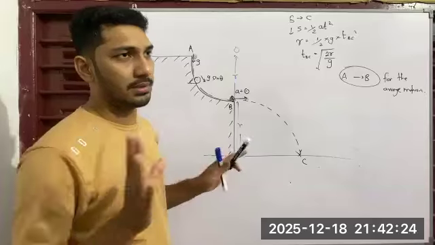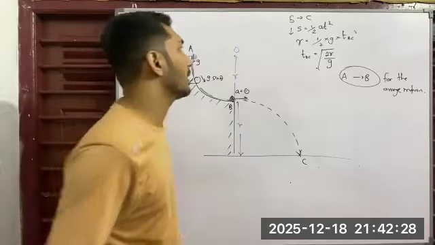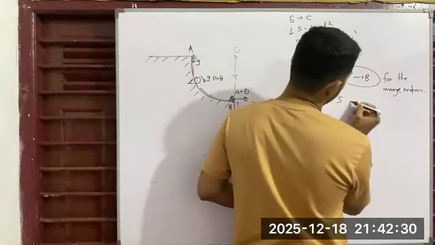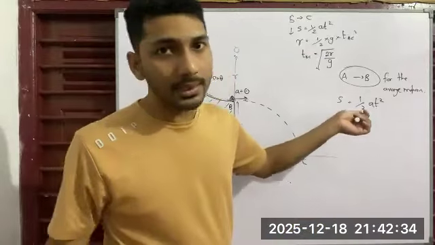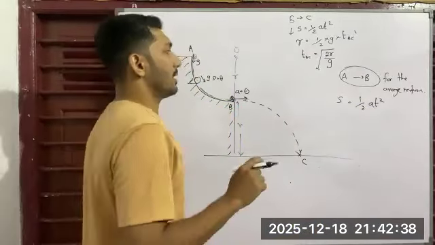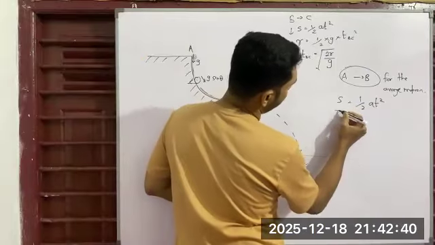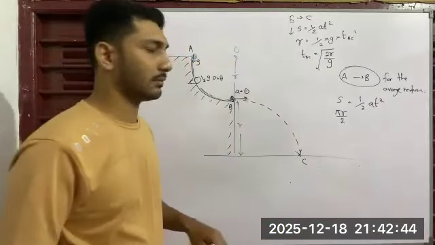And you can use s is equal to half at square because initially the velocity is 0. So you can use this, s is equal to half at square, for the average motion. You don't look at the direction for average motion, just to have a calculation. So S is pi r by 2.